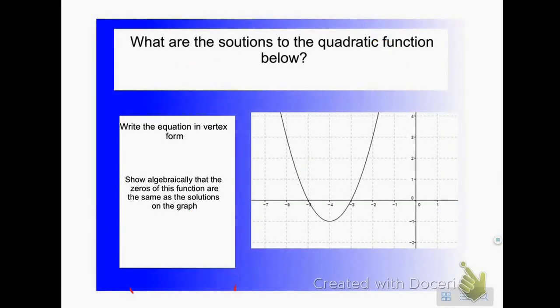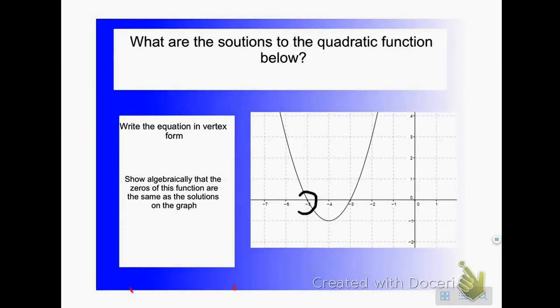Let's do another example. If I look at the graph to find my solutions, I see a solution at negative 5, and the other solution is at negative 3. So I write those on top.